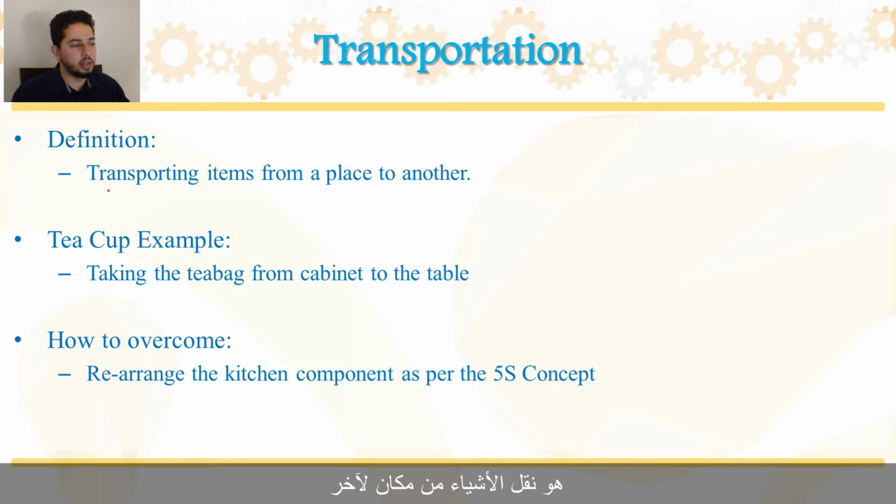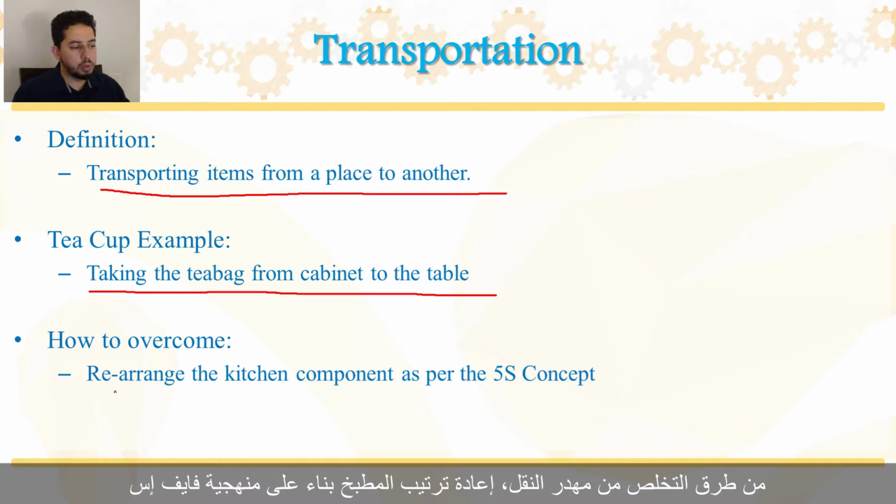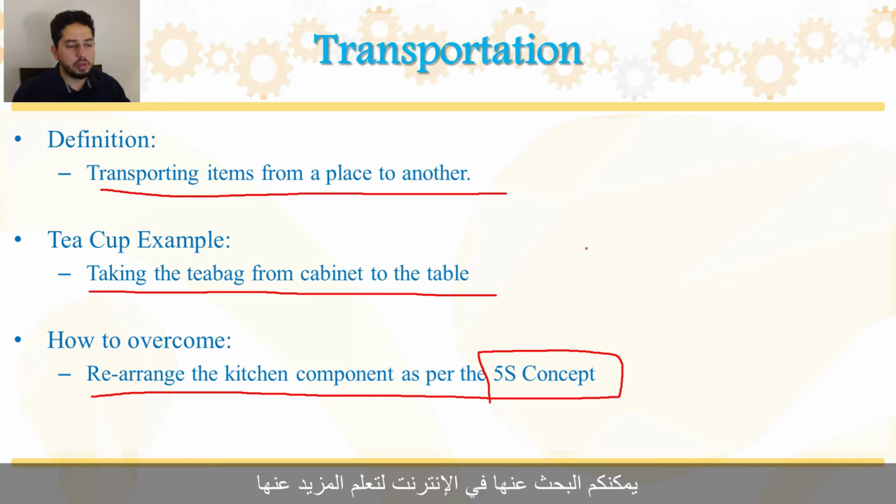Transportation is defined as transporting items from one place to another. An example of this is taking the tea bags from the cabinet to the table. How to overcome it? Rearrange the kitchen components as per the 5S concept. The 5S concept is mainly about categorizing the items in a certain way, so it will be easier for us to identify and get them immediately. You can search for this on the internet and get more knowledge about it.